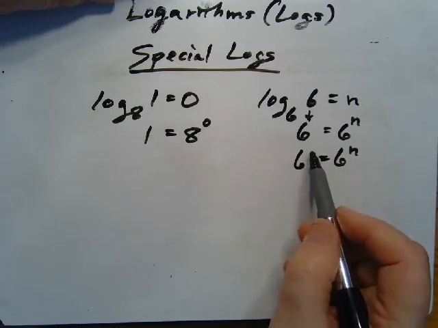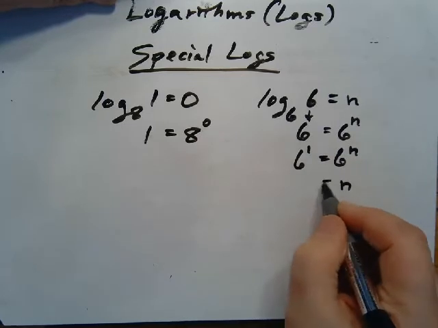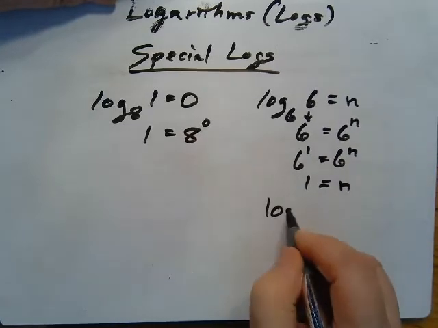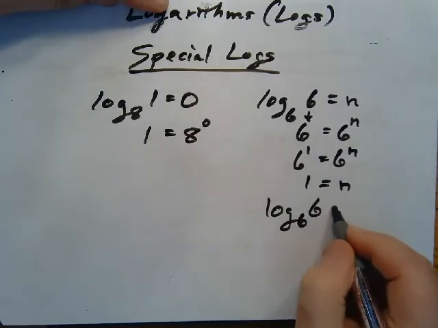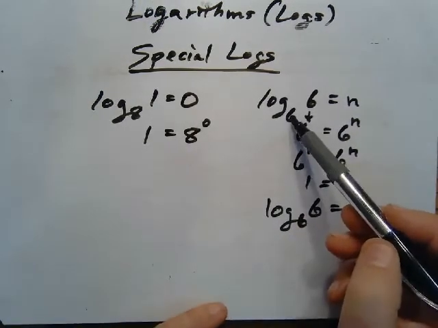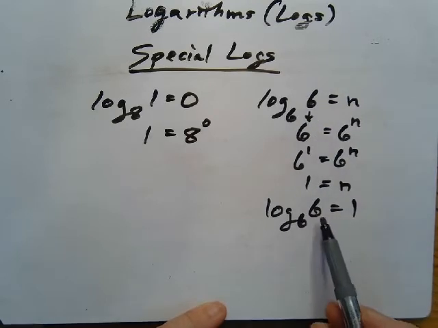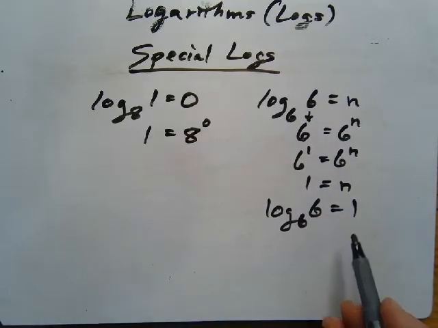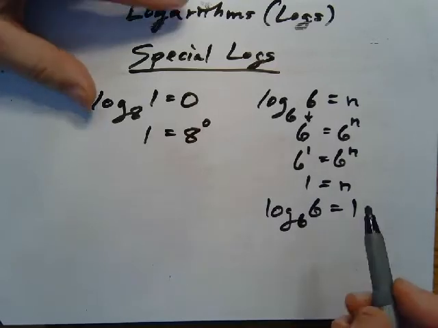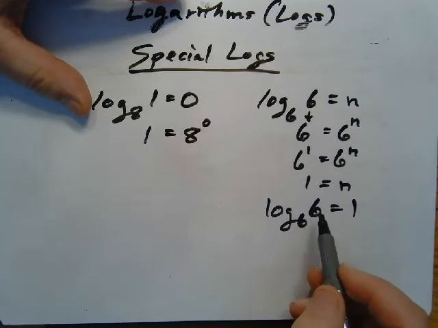Well, what is that number right there that you don't see? Well, of course, it's a 1. So that means n is equal to 1. So it's telling us log base 6 of 6 is 1. In other words, if this base and the result are the same, that means that it's got to be equal to 1.